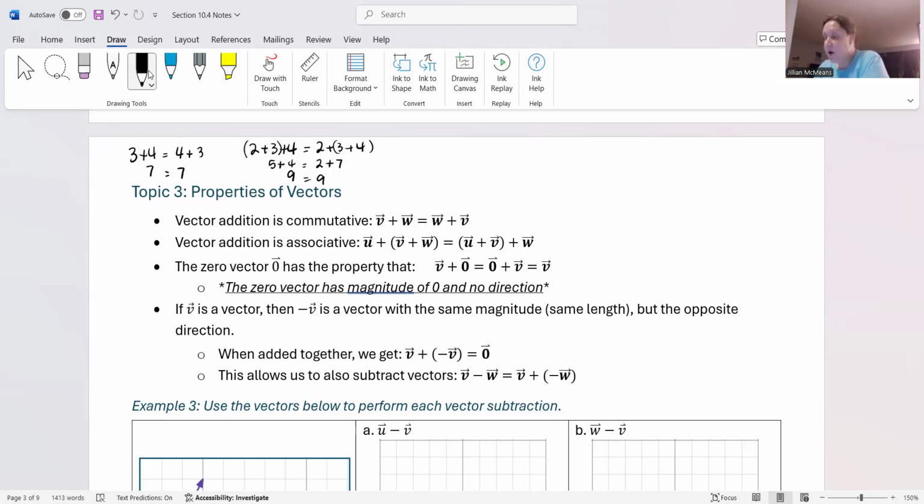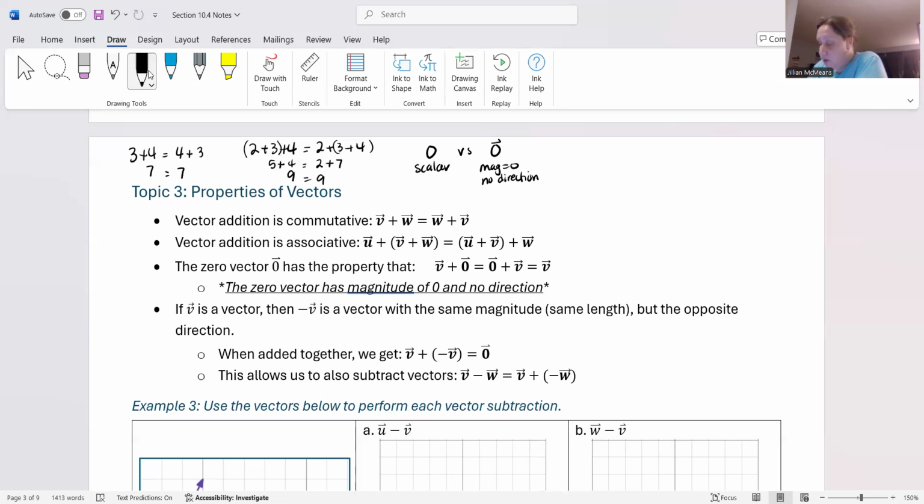Now there is also something called the zero vector, and I want to make sure you understand the difference between zero versus the zero vector. There is zero, the scalar, it's just zero. It represents nothing. But then there's the zero vector, which has magnitude of 0 and no direction. If you take the zero vector and add it to another vector, you're just going to get the same vector back. If you take another vector and add the zero vector to it, you're still going to get that same vector back.